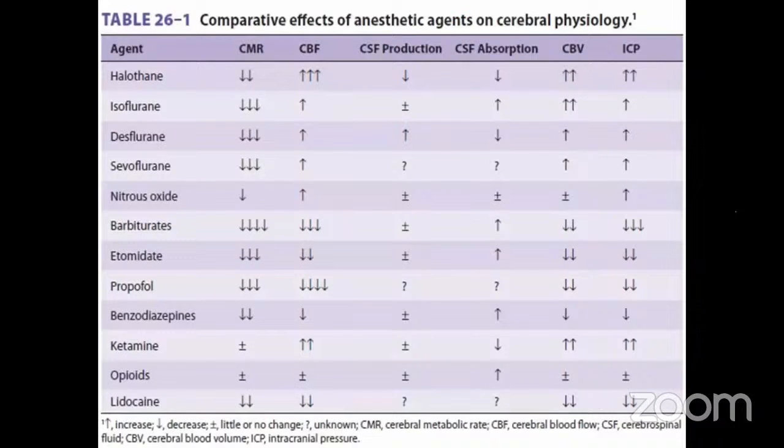These are the effects of various inhalational agents on cerebral metabolic rate, cerebral blood flow and intracranial pressure. The only exceptional agent is ketamine. Here we see increased cerebral metabolic rate and increased cerebral blood flow, thereby raising the intracranial pressure. And volatile agents also increase intracranial pressure as they cause cerebral vasodilatation, thereby increasing cerebral blood flow.